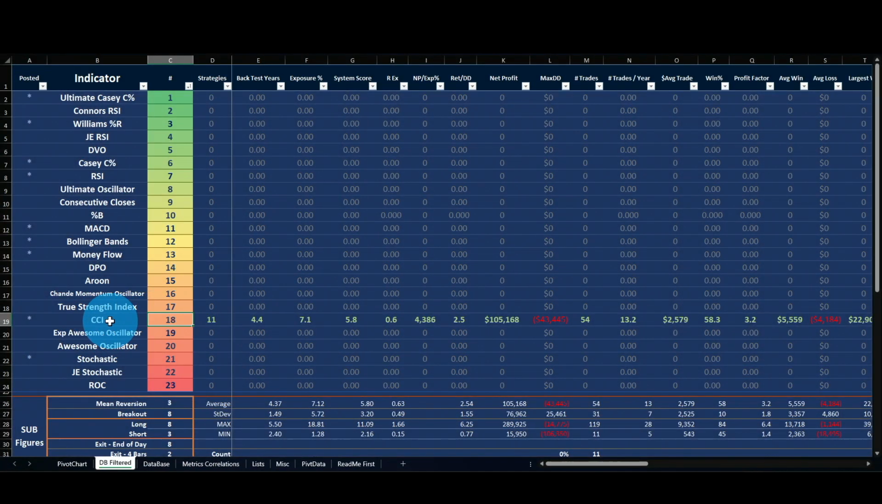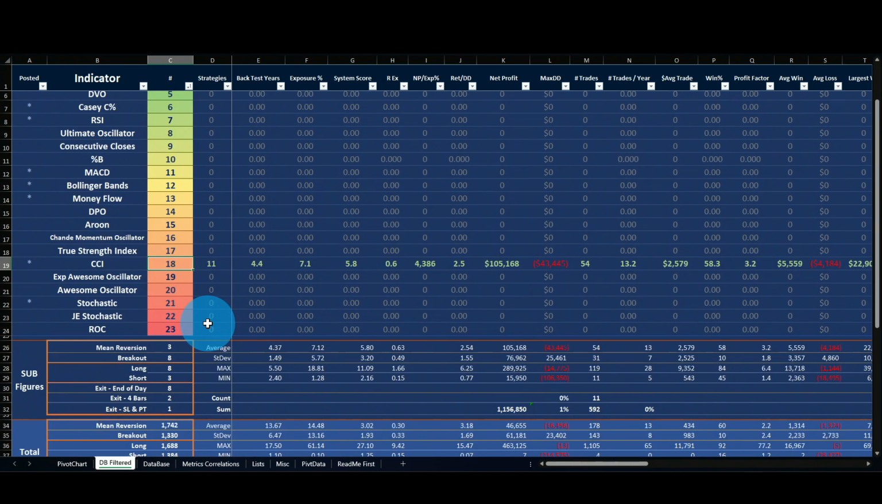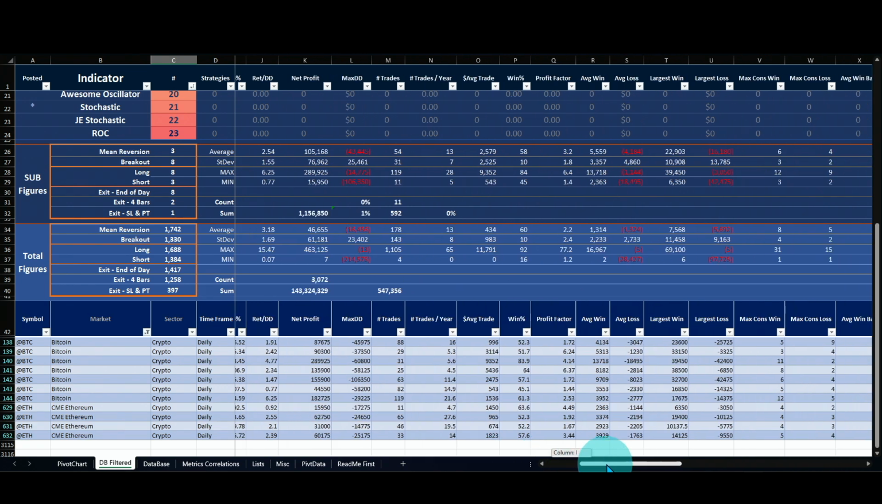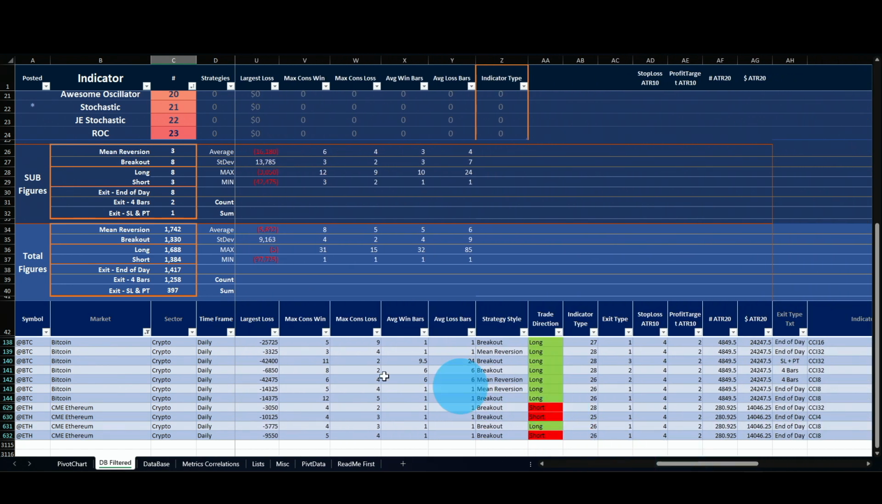Now, if I filter the CCI indicator on only the two cryptocurrencies that I have in my database, which is Bitcoin and Ethereum, we have 11 strategies. And if I switch to the right side, you can see that all Bitcoin are long. And out of the 4 strategies for Ethereum, 3 of them are short. So we definitely have a long edge on Bitcoin using the CCI indicator.